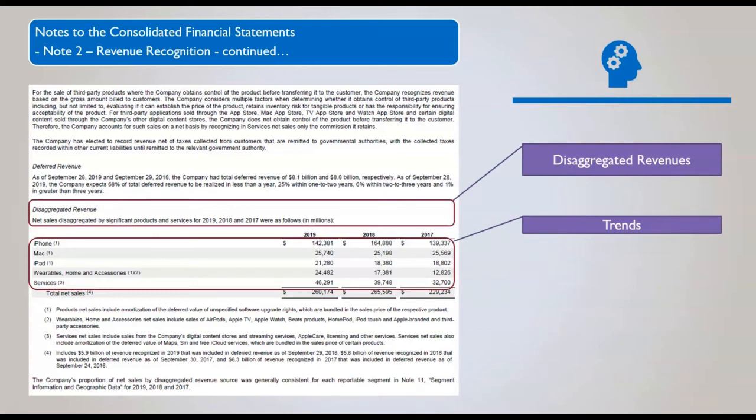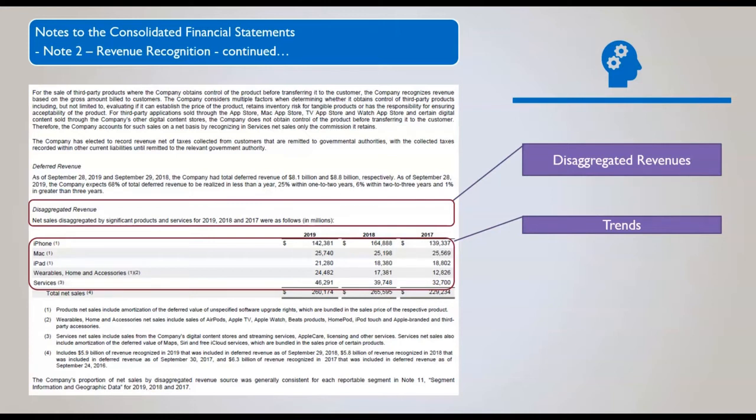What's more interesting is when you look at the numbers, we can see some trends in this section of the table. For iPhones, we can see that sales have decreased year over year from 2018 to 2019. Specifically, revenues went down from $164.9 billion in 2018 to $142.4 billion in 2019.